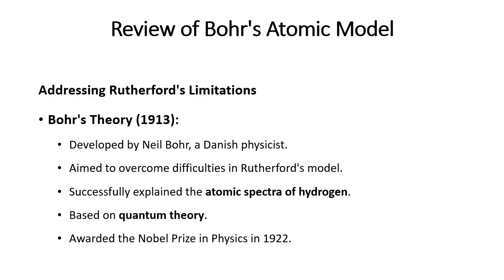Review of Bohr's atomic model, addressing Rutherford's limitations. Bohr's theory, in 1913, was developed by Niels Bohr, a Danish physicist. It aimed to overcome the difficulties in Rutherford's model. He successfully explained the atomic spectra of hydrogen. This is based on the quantum theory. He was awarded the Nobel Prize in Physics in 1922.